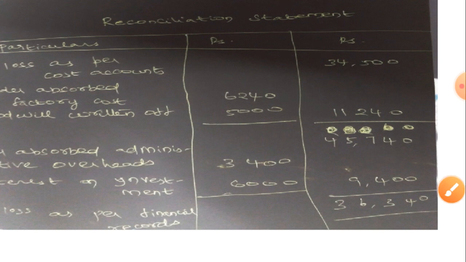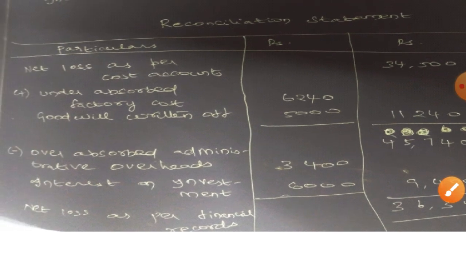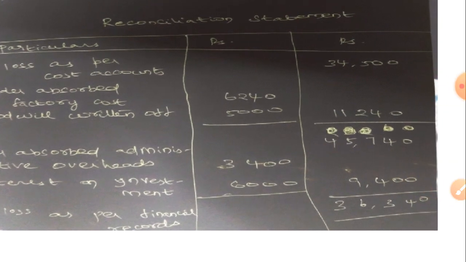And what is the name for this answer which we have got? It is net loss as per financial records. Net loss as per financial records. So hope you all remember, in a reconciliation of cost and financial records, we have two bases. One is as per your cost accounts, and the next is as per your financial accounts or financial records. So based on your financial records, after all your calculations, we have got our value to be 36,340. Now with this, our workings for this particular problem are complete.